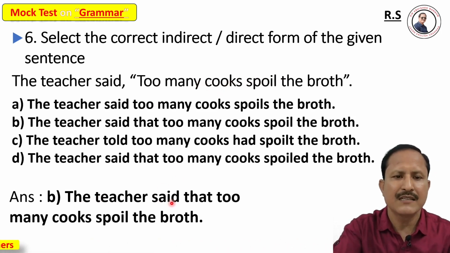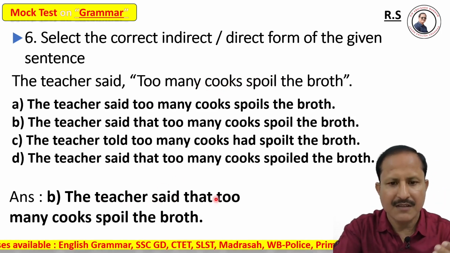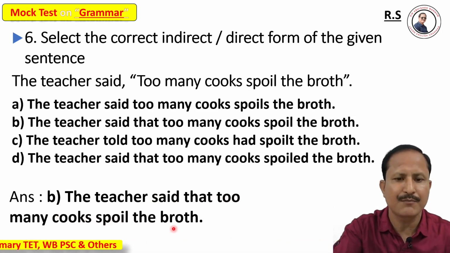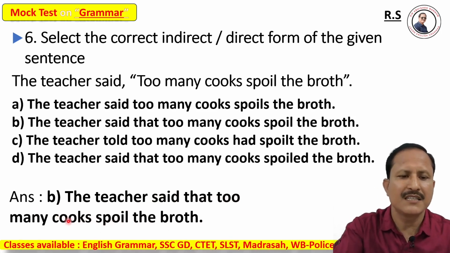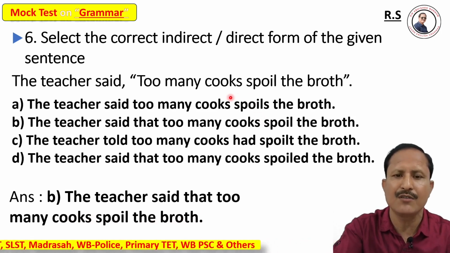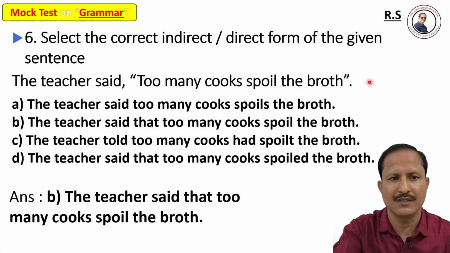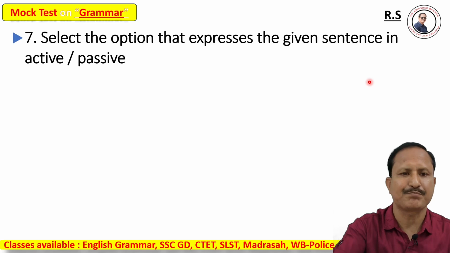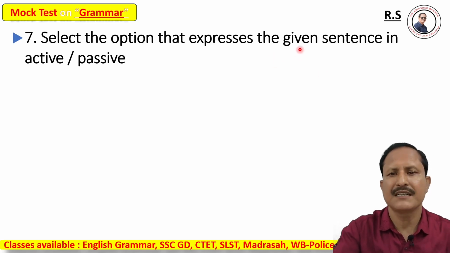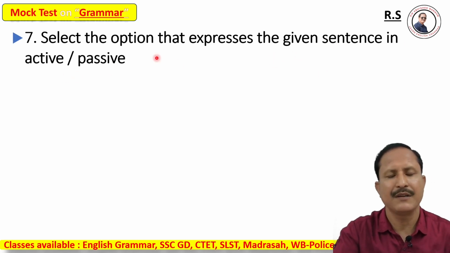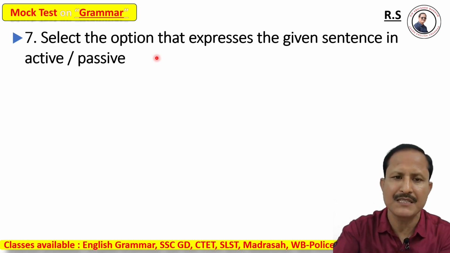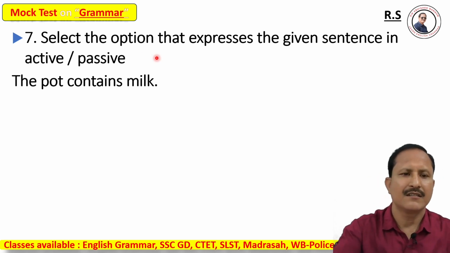That's why though said is past, but too many cooks spoil the broth here. This part remains unchanged because this is a universal truth. Next, question number 7. Select the option that expresses the sentence in active or passive. If active, then it should be transformed into passive, and vice versa.